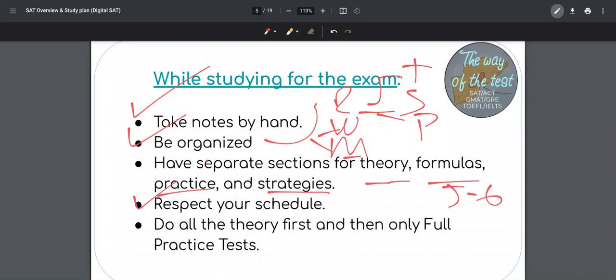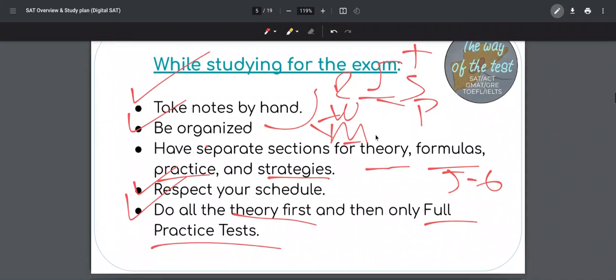Another important thing is that you have to respect your schedule. If you say you're going to study 4 hours a day, you have to study 4 hours a day. It is not good that you study 2 hours on the first day and then try to move those 2 extra hours to the second day, and then study 6 hours on the second day. That is not something that's going to help. You should just respect how many hours you're going to study each day. And finally, after you finish all the theory, you should do all the theory and practice first. Then you're going to move on to only doing full practice tests. So after all the reading, writing, and math theory, you're just going to perform on practice tests.